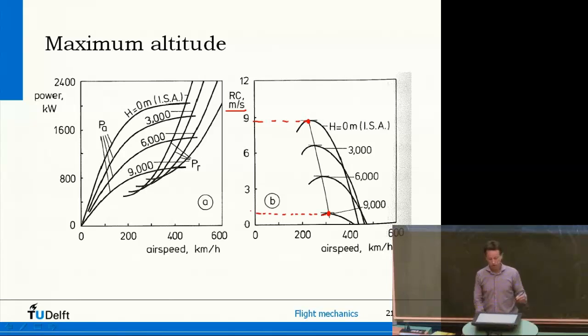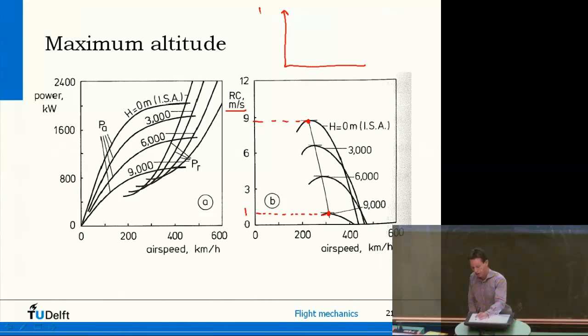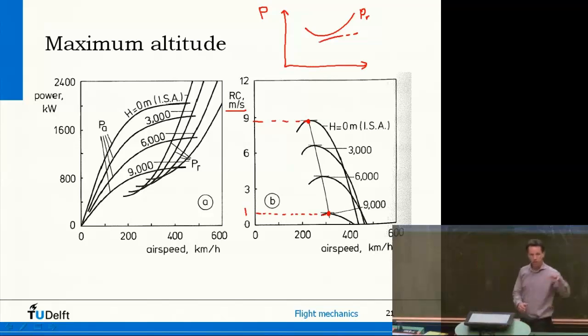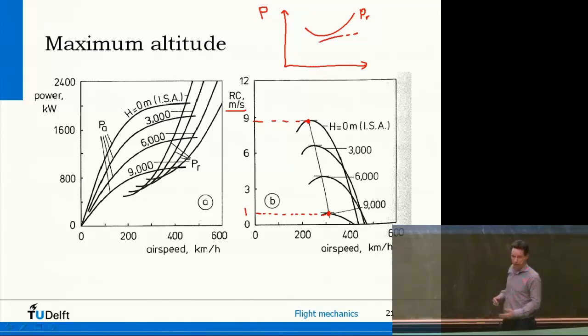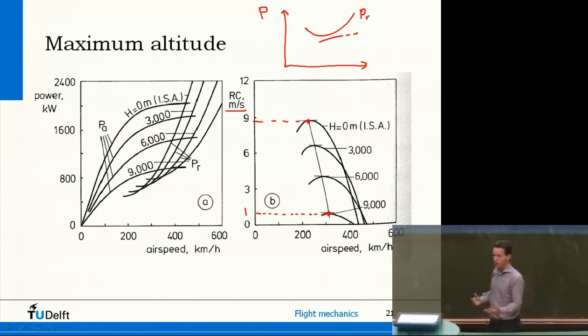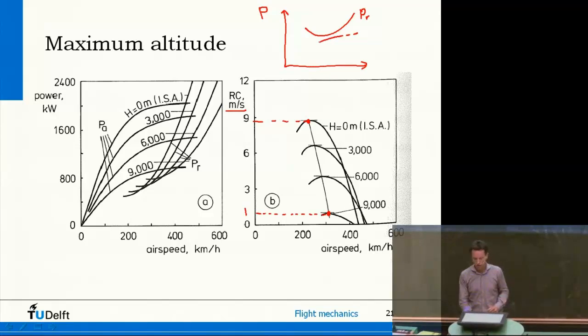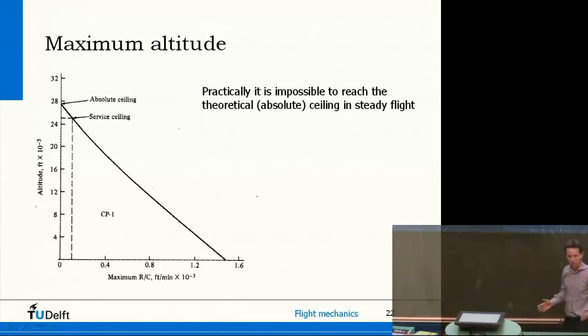So this also means that at some point, if this is the performance diagram and this is the power required curve, then at some point the power available, so at high altitude, drops below the power required curve, and that means that the aircraft doesn't have enough energy to fly at that altitude. So then the rate of climb is less than 0 and you cannot get to that condition. So if you would take all these maximum values of rate of climb, then you could plot them as a function of altitude.